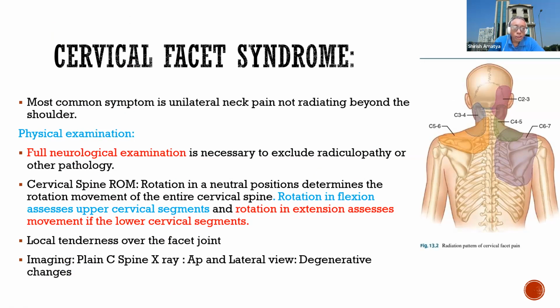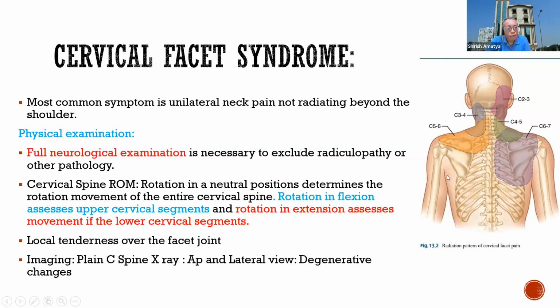During physical examination, we always have to do a full neurological examination of the upper extremities to exclude cervical radiculopathy. As shown in this picture, this is the painful area. C2-3 facet pain is usually appreciated in the lateral aspect of the head near the occiput. C3-4 facet joint pain is usually in the lateral aspect of the neck and upper part of the shoulder. C4-5 usually involves the lower part of the neck and upper part of the shoulder. C5-6 usually involves the area over the trapezius, and C6-7 usually involves the upper lateral aspect of the shoulder as well as the area in between the two scapular lines.